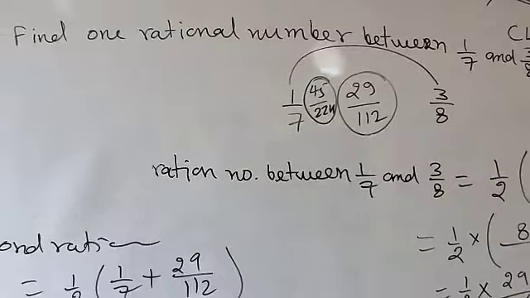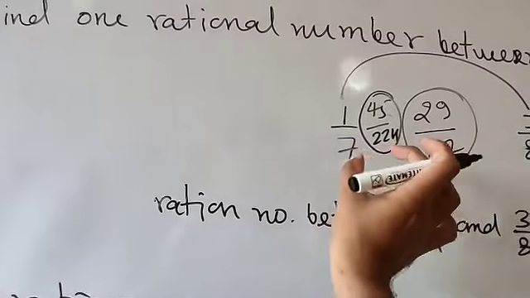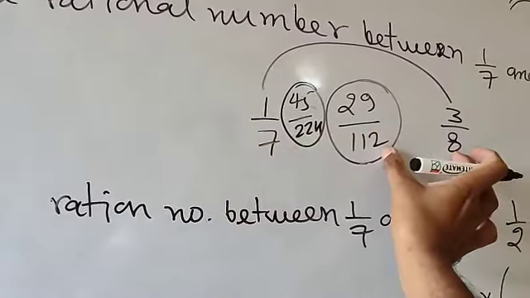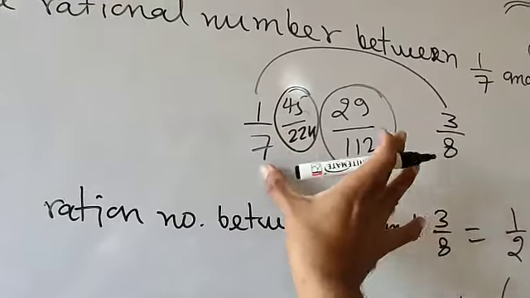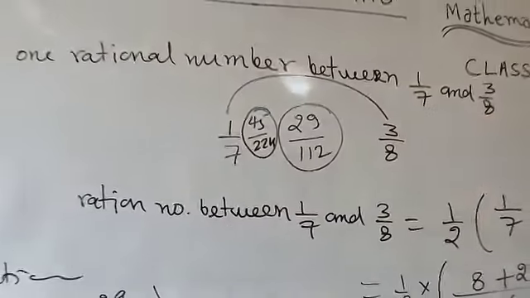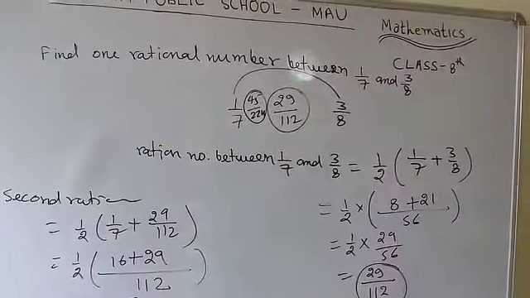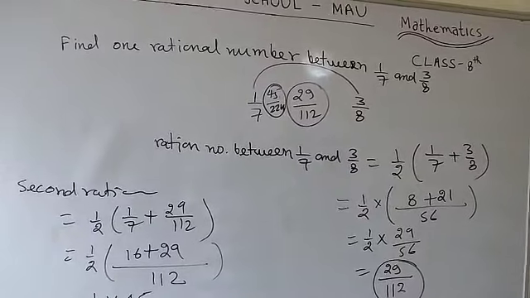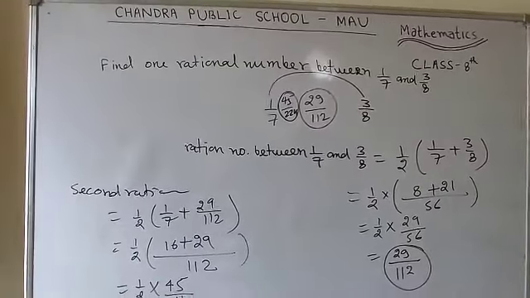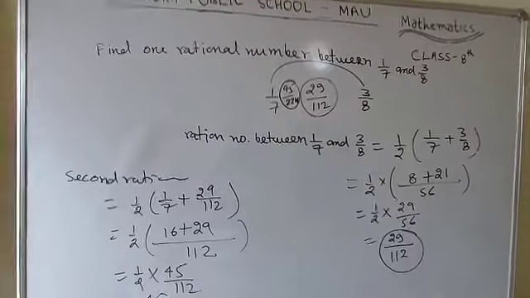If I am going to ask another number, again you can find any number between any two of these, and that will also be between 1 by 7 and 3 by 8. So if you repeat this way, you will get infinite rational numbers between 1 by 7 and 3 by 8. So it is the way to find the rational numbers between 1 by 7 and 3 by 8.